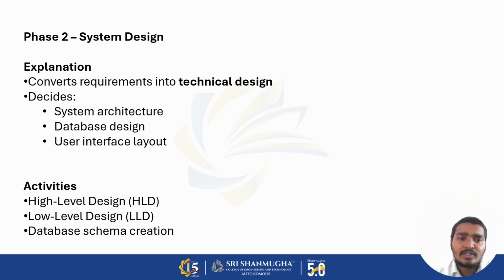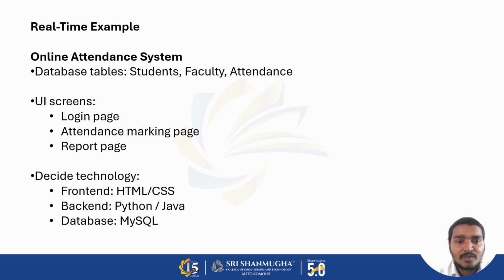It gives the technical explanation for the software development. It decides the system architecture, database design, and user interface layout. There are three types of activities. First, high level design, called HLD, and low level design, called LLD, and next, database schema creation. Next, we can use it for the online admin system. Database tables can store the student, faculty, and admin data.